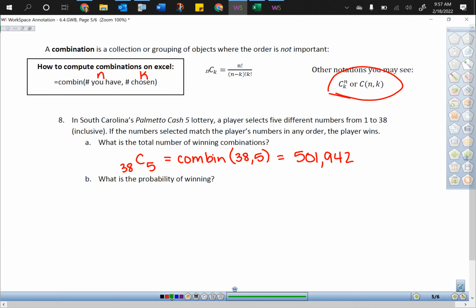Now, what's the probability of actually winning? One out of 501,942. Now, fractions are a little bit intimidating to us, so if I tell you that's the probability of winning, that really doesn't mean much to you.